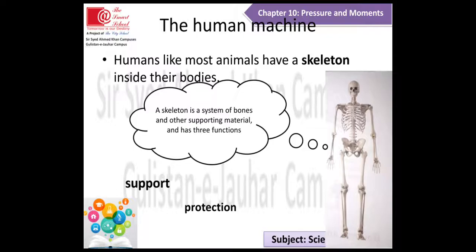Protection. It gives protection to important and delicate organs of the body. For example, the skull protects the brain. Anchorage. It provides an anchorage for muscles. Muscles fixed to the skeleton can operate joints which enable the body to move. In the human skeleton, there are over 200 bones. Some are long, some short, some round, some flat, but all bones have the same basic structure.